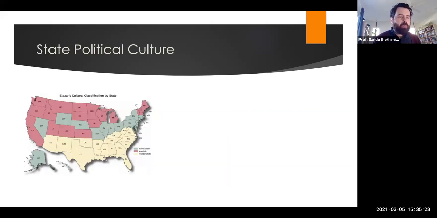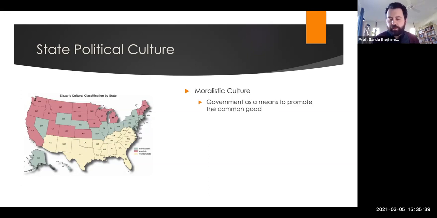Now, one way that we can think about the differences among states is by looking at what the political scientist Elazar in 1966 described as different models of state political culture. The first is a moralistic culture. States with moralistic political cultures see the government as a means to better society and promote the general welfare. These states tend to expect political officials to be honest and put the interests of the people first. They view politics positively, and citizens focus on anti-corruption measures.